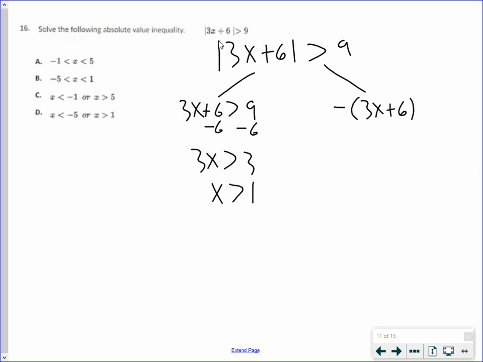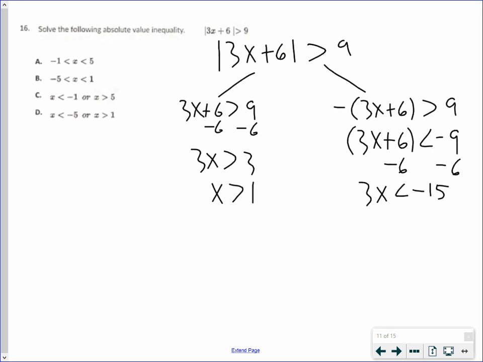So it's 3x plus 6, the negative version of that has to be greater than 9. We're going to multiply both sides by a negative number, or by a negative 1, sorry. And when we divide or multiply by a negative number, you flip the sign, so you get 3x plus 6 is less than negative 9 now. There we go. Minus 6 to both sides. 3x is less than negative 15. Divide by 3 on both sides. X is less than negative 5. There we go. Sorry about that.